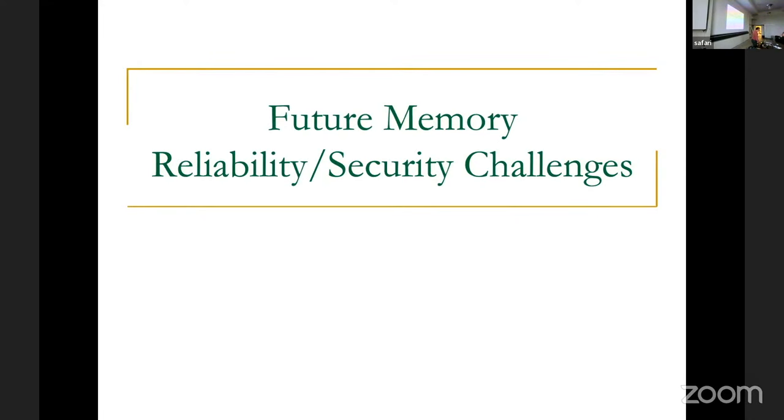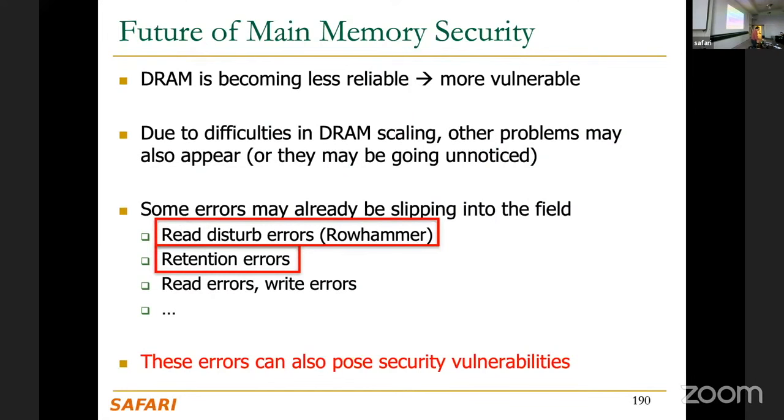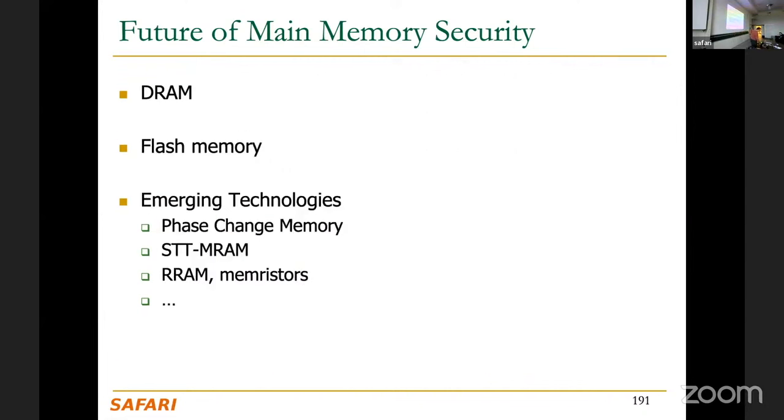Let me talk about some future a little bit. So the future is getting much worse, basically. DRAM is becoming less reliable, more vulnerable. More issues may be appearing. RowHammer is becoming bigger, perhaps. There could be other types of errors, and these errors could pose security vulnerabilities.